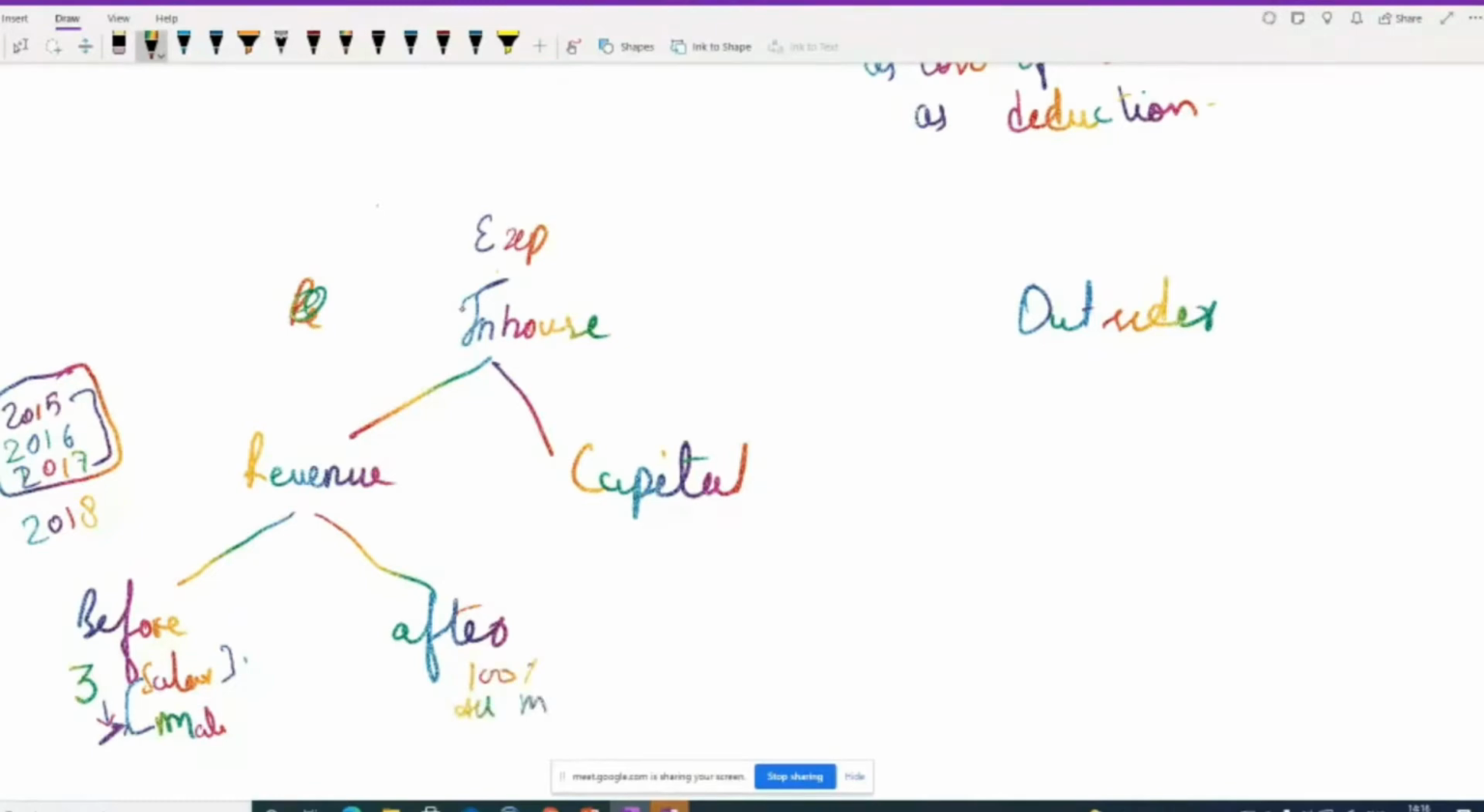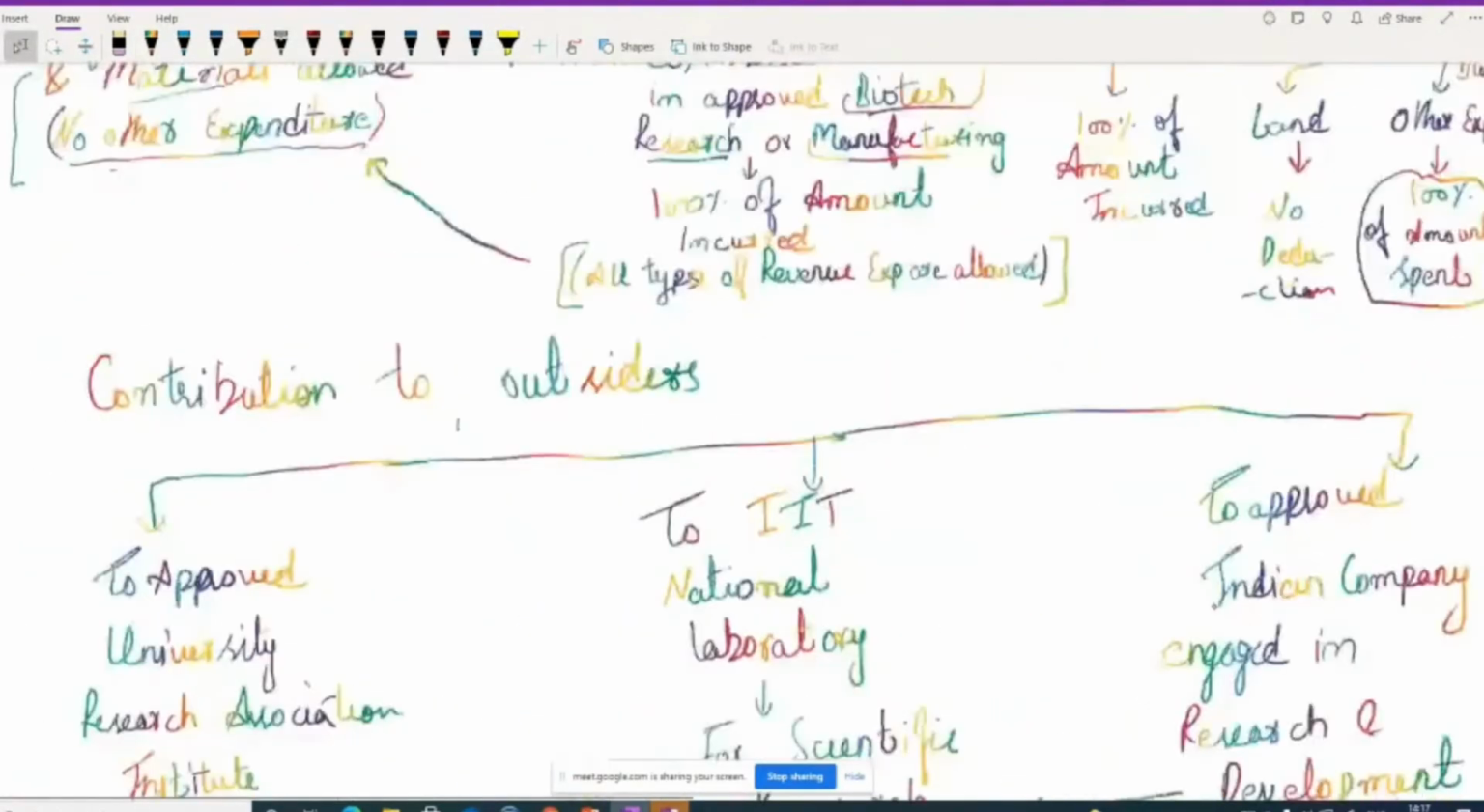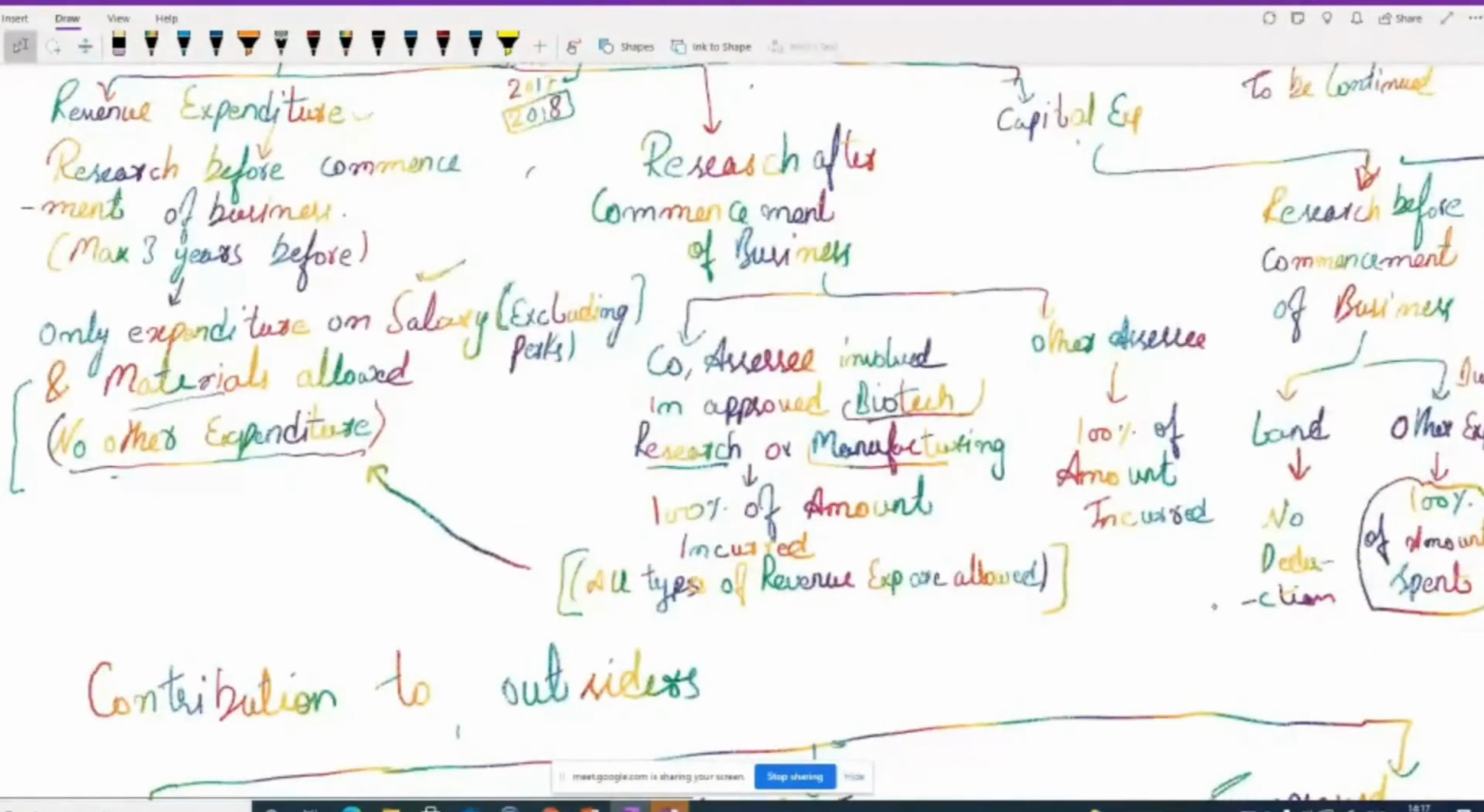In the same revenue expenditure after commencement of business, 100% of all types of revenue expenditure is allowed, but subject to the condition: biotech research, or another type of research was manufacturing. SEC involved in approved biotech research or manufacturing, 100% of the amount incurred, all types of revenue expenditure are allowed.